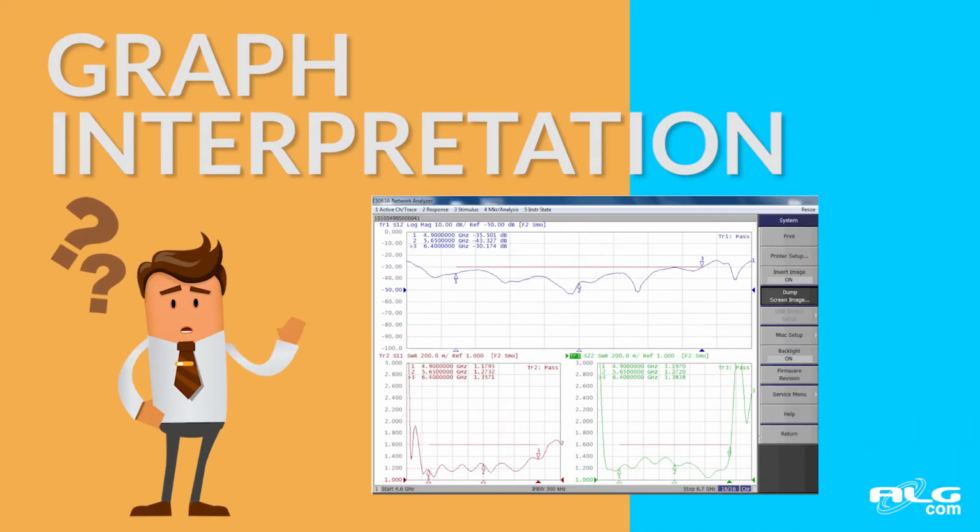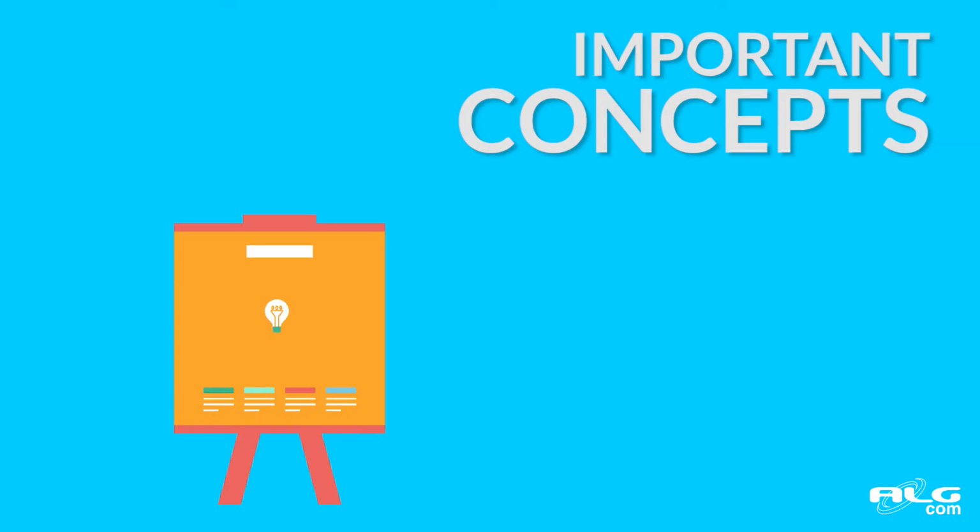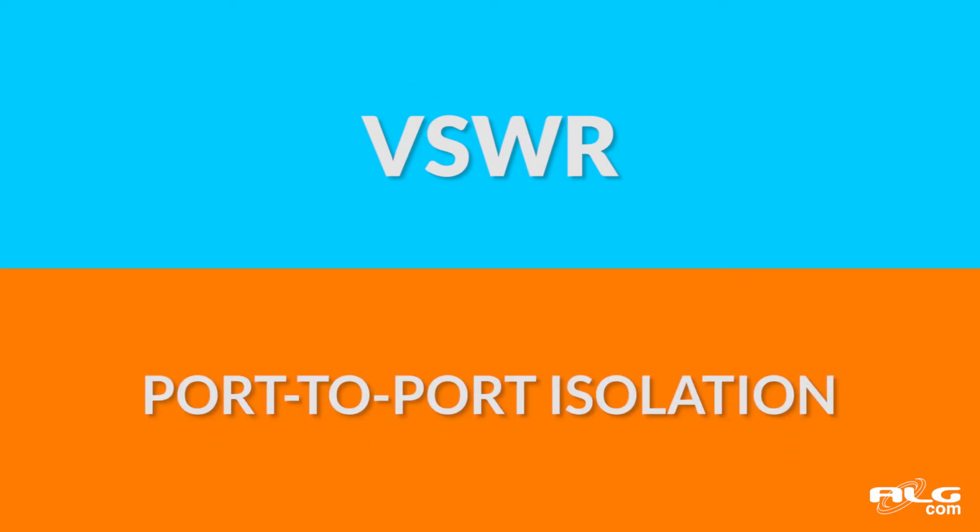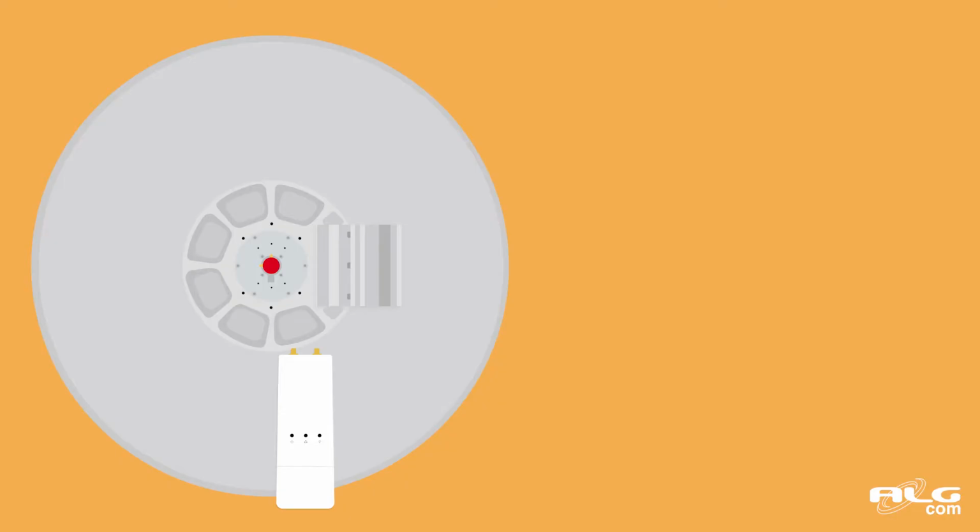Do you know how to read the graphs that we sent with the antennas? Let's learn some important concepts to make this reading. You may have heard about VSWR and port-to-port isolation.